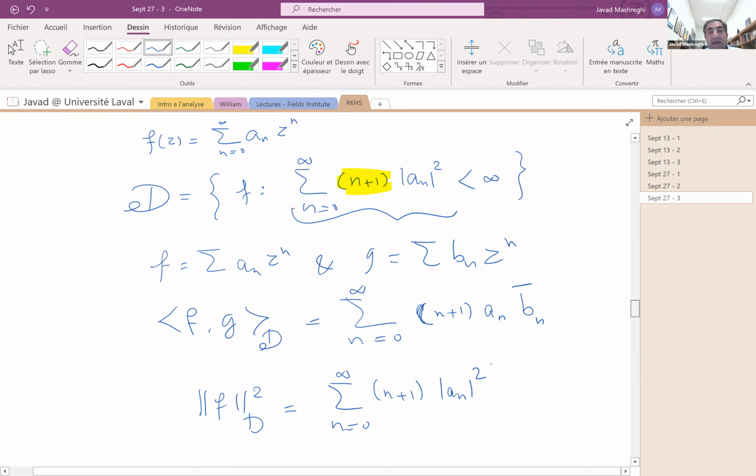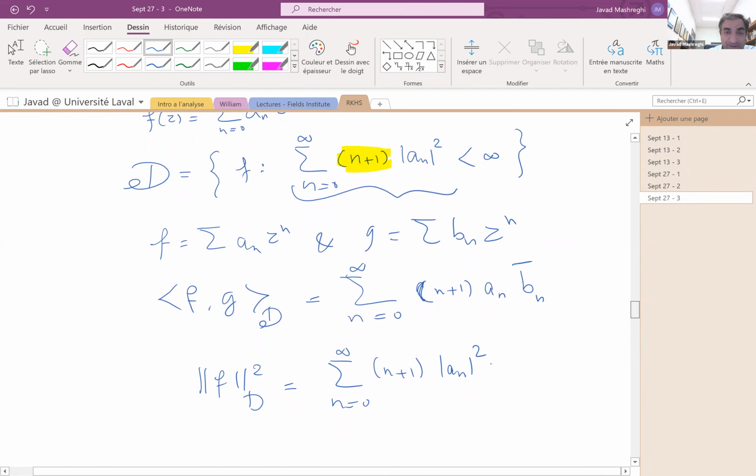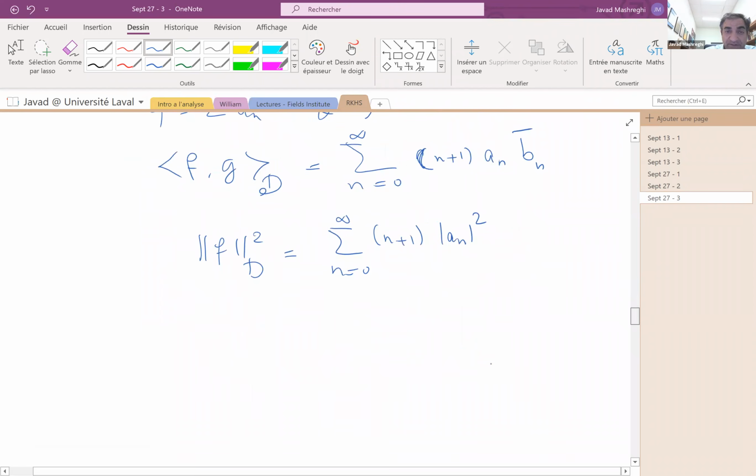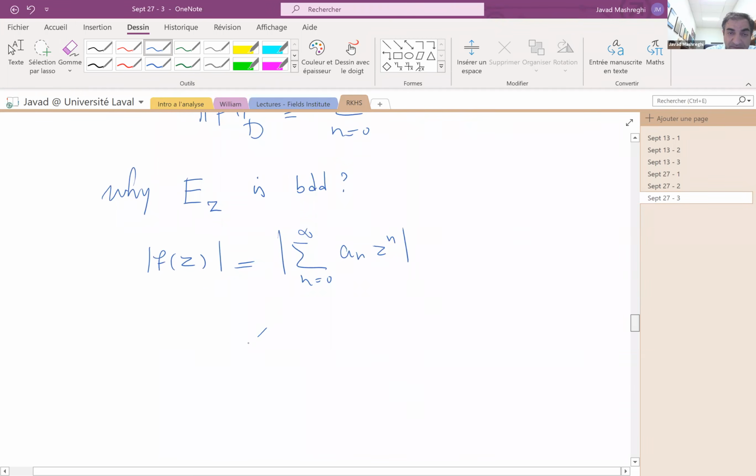That it's a Hilbert space is straightforward, but why are the evaluation functionals continuous? Why is E at point z bounded? We start with f. As before, we take the absolute value inside.